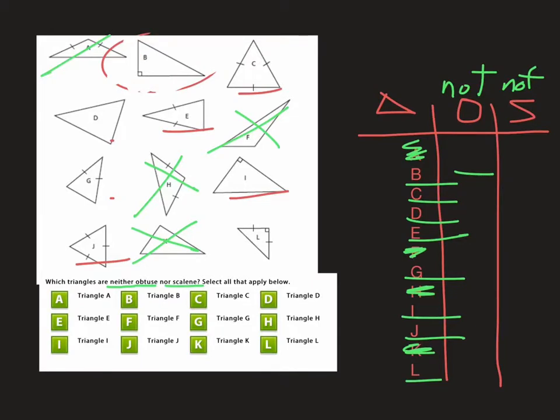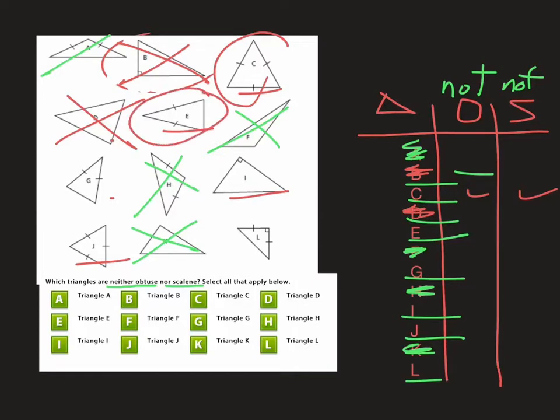So let's look at triangle B. Triangle B is not obtuse, but it is scalene. So I'm going to eliminate that one. B is out. C is not obtuse, and it's not scalene. So I'm going to keep C as a triangle for an answer because it's not obtuse and it's not scalene. D is not obtuse, but it is scalene, so that's out. D is out.